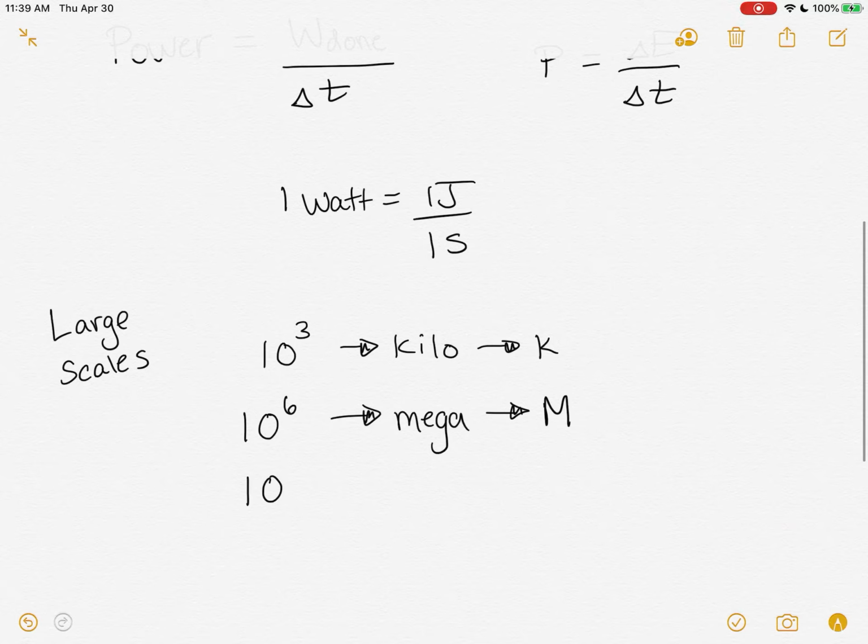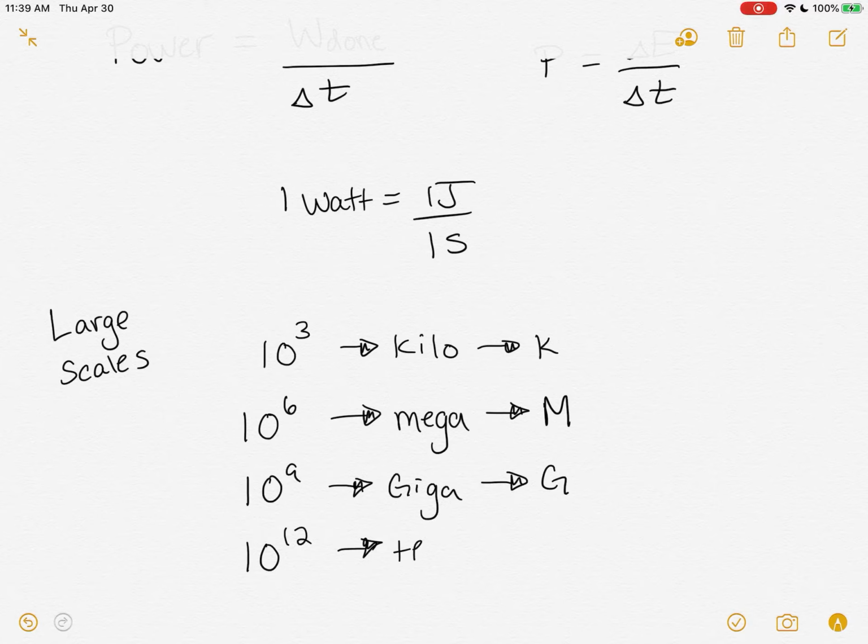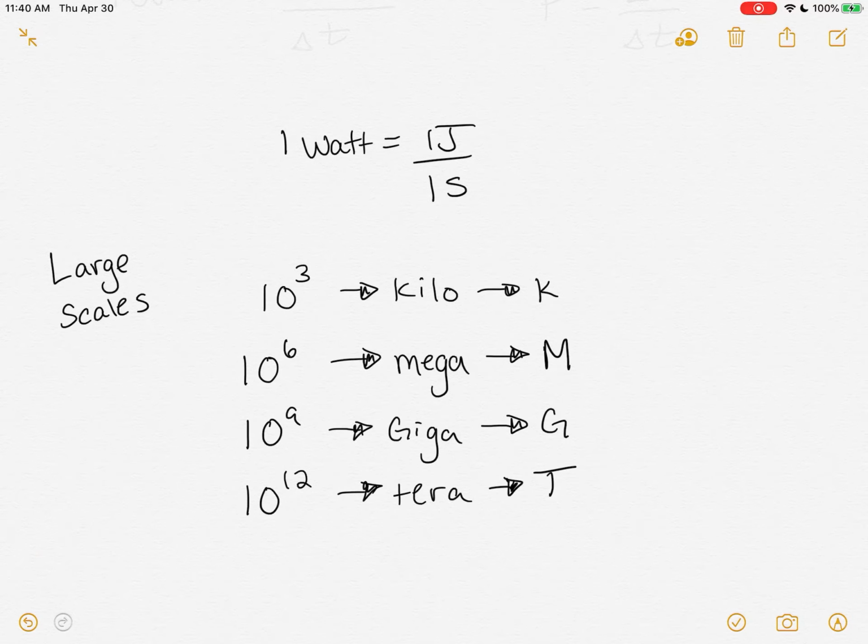We also can have 10 to the 9, which is giga, and that will be a capital G. And so there are 1 billion watts in a gigawatt. And then we also can have 10 to the 12, which happens to be tera, and that's a capital T. And so there are 10 to the 12 watts in a terawatt.